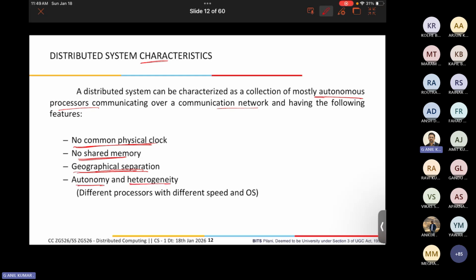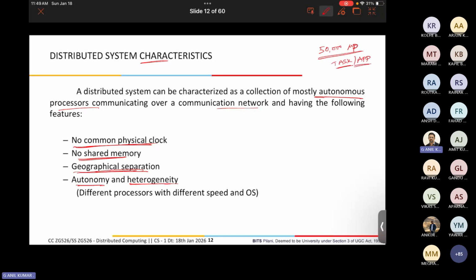Autonomy and heterogeneity. What do you mean by autonomy? Every machine can work independently on its own for the given task that it has been given. They have their own control. And heterogeneity speaks about this: when I say 50,000 processors are deployed to do a task, or to run an application, or my application has been deployed on 50,000 processors.